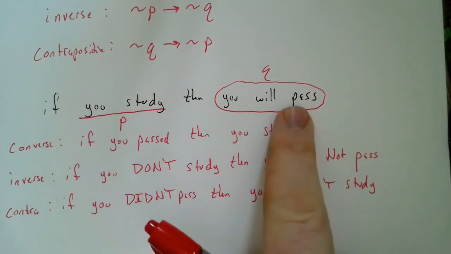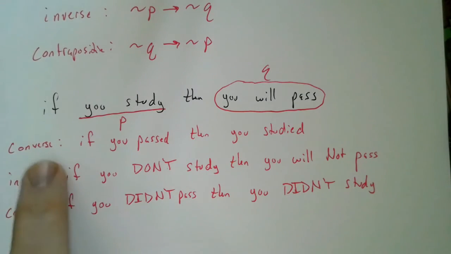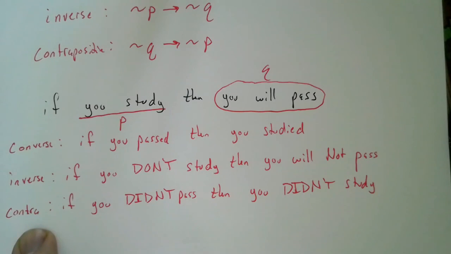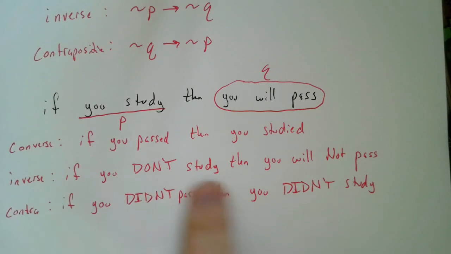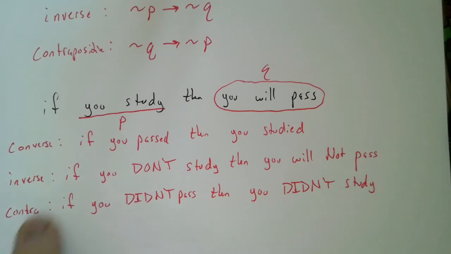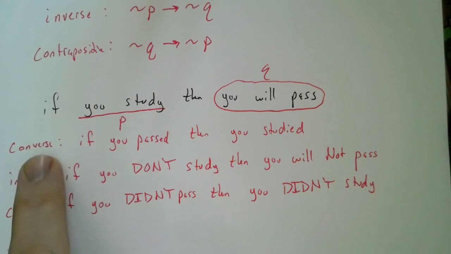So taking a conditional statement and finding the three related conditionals, the converse, the inverse, and the contrapositive. Remember, with converse, think of your shoes but on the opposite feet. Inverse is just the opposite, so you negate both the hypothesis and the conclusion. And the contrapositive is a combination of the inverse and the converse. It's the converse of the inverse or the inverse of the converse.